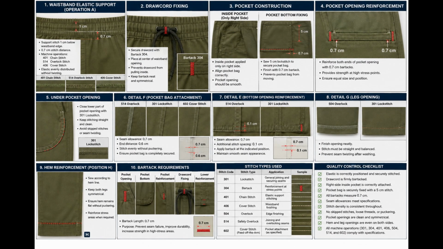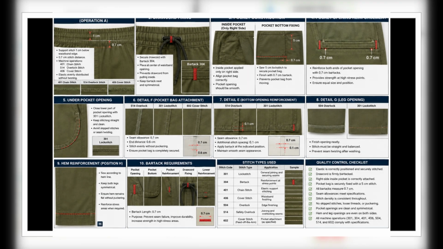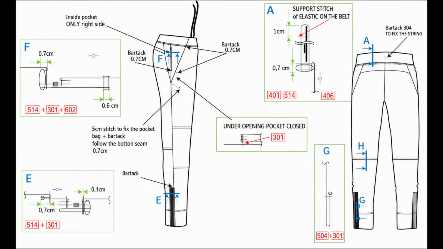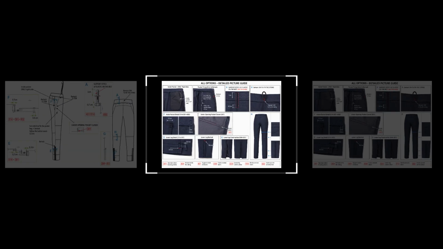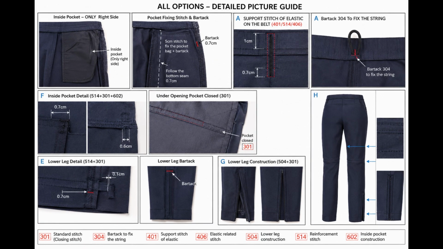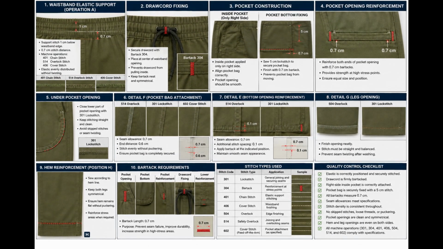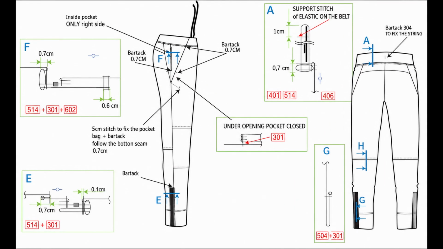11. Stitch and operation references. The technical drawing contains the following operation numbers. Operation application: 301 closing standard sewing operation, 304 bar tack to fix the fish string, 401 elastic support stitching on belt, 406 elastic related sewing support operation, 504 lower leg construction, 514 reinforcement attachment sewing, 602 inside pocket construction.